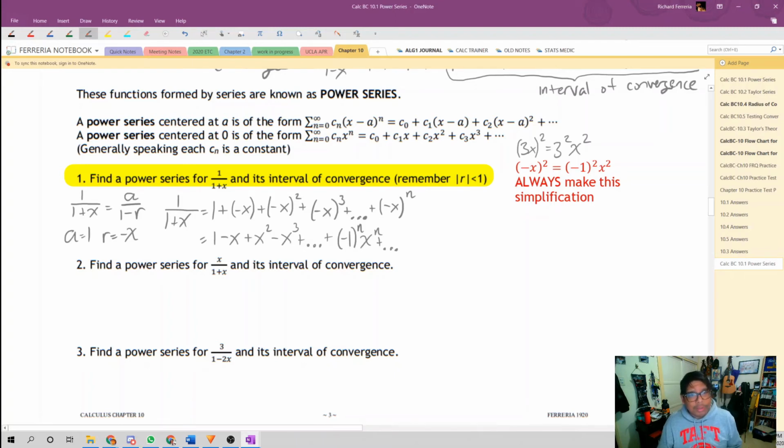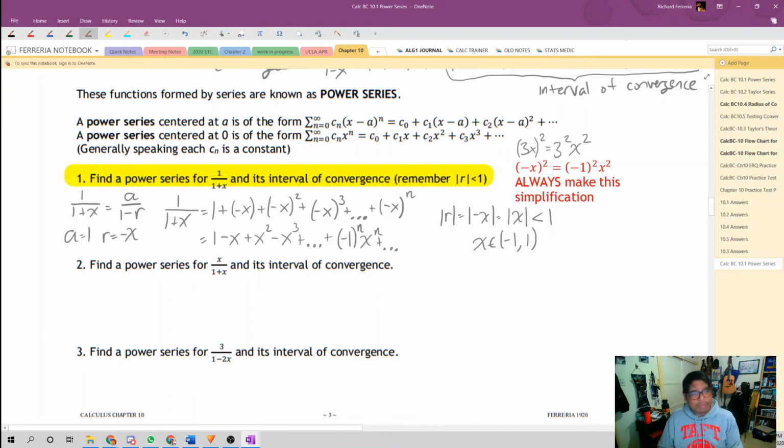Now for the interval of convergence, we're going to make the absolute value of our ratio, which is equal to the absolute value of negative x, which doesn't take a lot of simplification to see that that's the same thing as the absolute value of x, and that needs to be less than 1. We've already met this interval of convergence before, so I'm just going to write it negative 1 to 1 in set notation. And that takes care of this first problem.